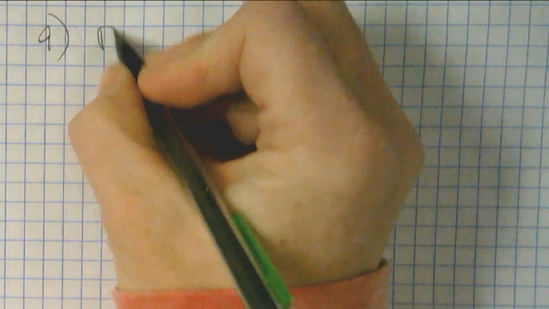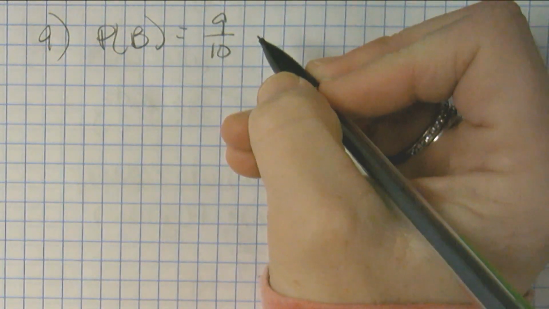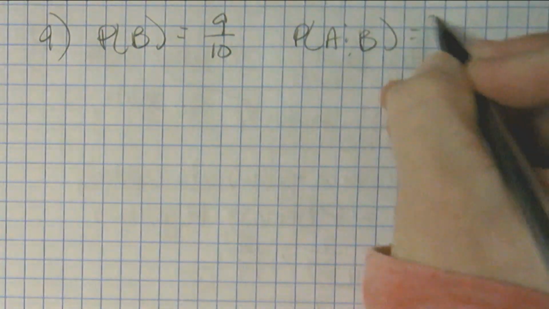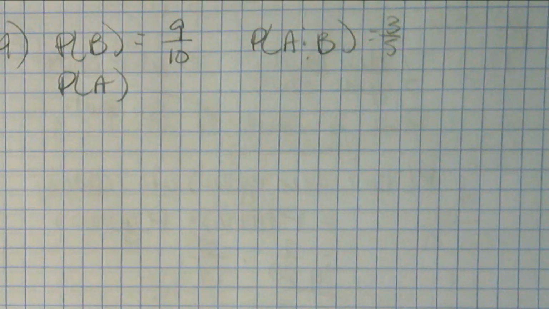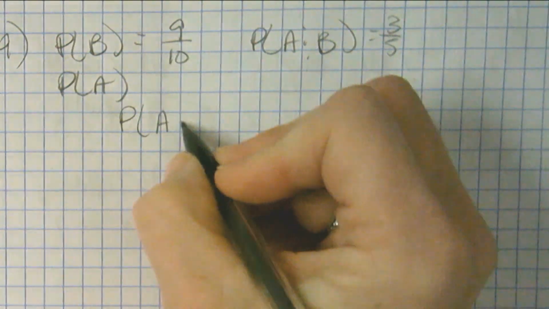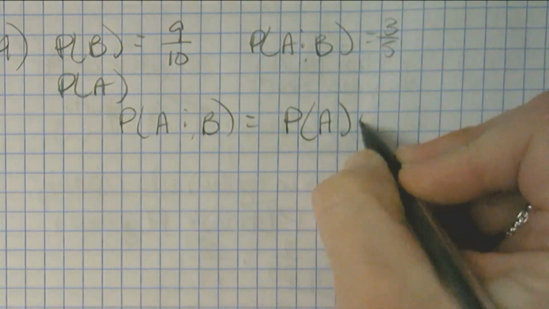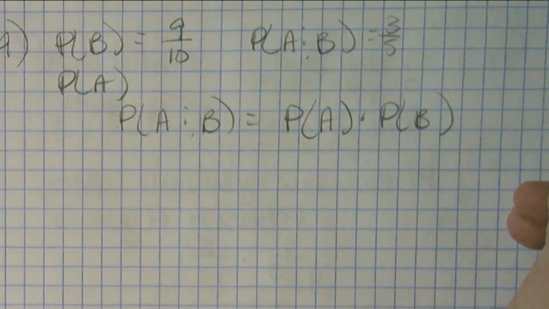All right, so number 9 said I have the probability of B is equal to 9/10. I also know the probability of A and B is 3/5. I want to find the probability of A. So Blythe, this is exactly the same thing. All right, so I always start with my formula. Probability of A and B is equal to probability of A times the probability of B. Blythe, what is the probability of A and B?